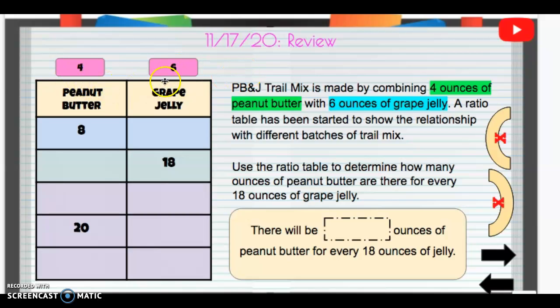So looking at 4 and looking at 6, I need to determine, is the pattern going across or going down? And looking at this, I can't do 4 times anything to get me 6, and I can't do something times 4 to get me 6. So I know for that, then the pattern is going down. Okay, so now I have to look and see, whatever I did to one side, I have to do to the other side.